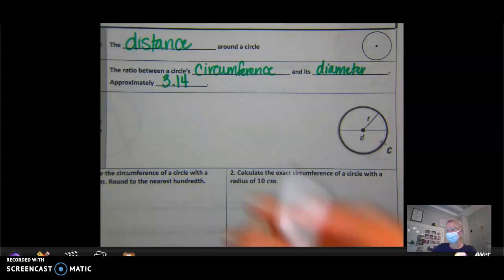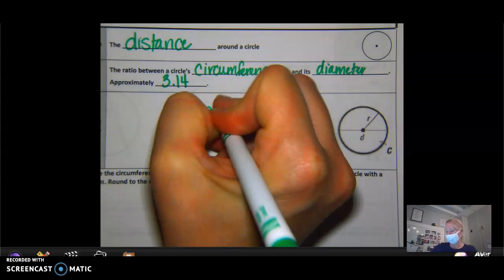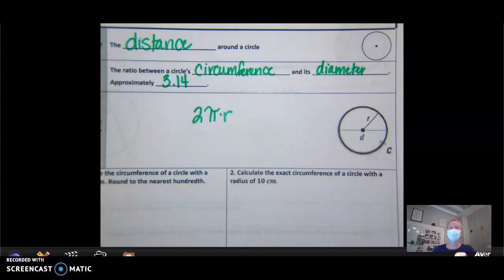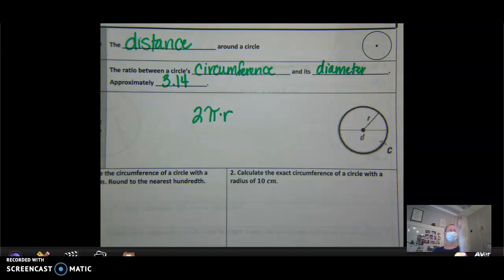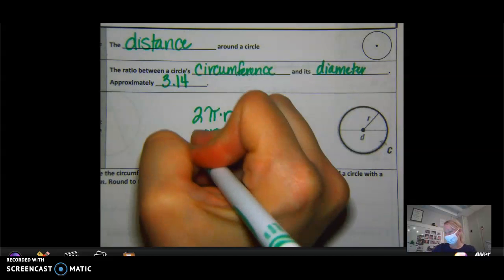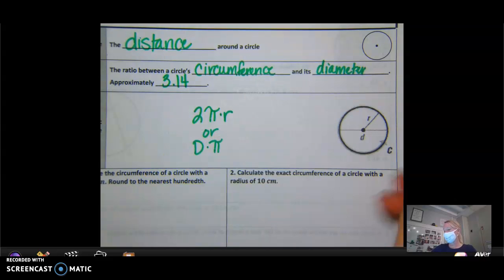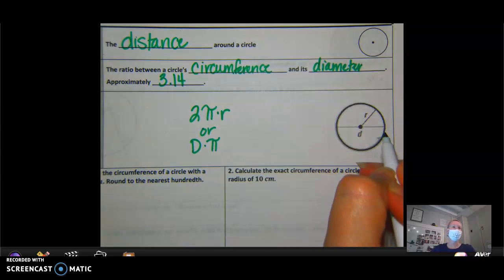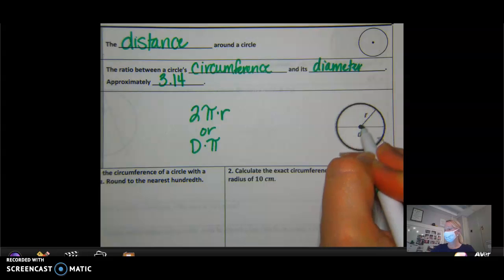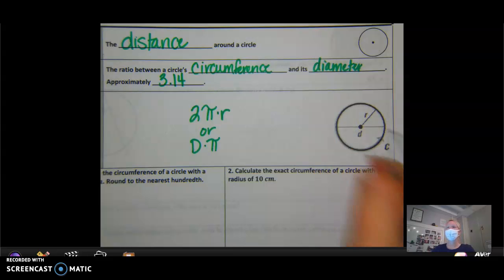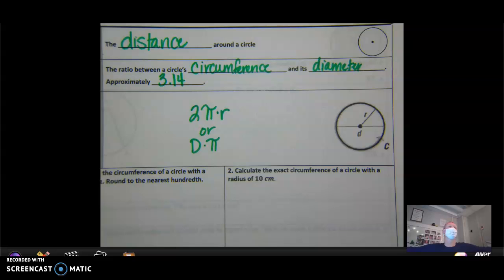What's one of them? 2 pi r. What's r stand for? Radius. Radius starts in the center of the circle and goes to anywhere on the outside of the circle. And what's the second one? Yep. Because diameter is actually 2 radii, right? So if I take a radius and then put a second radius, that's going to equal diameter. Diameter is all the way across the circle through the center. Radius starts at the center and goes halfway, or goes to the side, which is half the distance of the diameter.